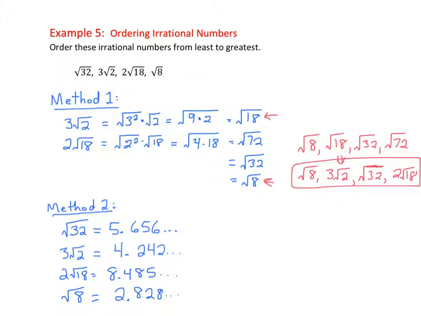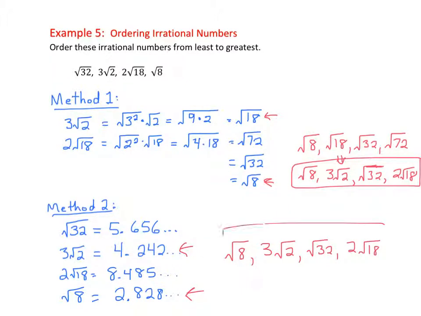So now the smallest number out of all these decimal numbers is 2.828, so the square root of 8 was our smallest radical. And then the next smallest was 4.242, so we have 3 times the square root of 2. Then 5.656, so the square root of 32. And lastly, 8.48 was actually the biggest, so it goes at the end, 2 root 18. And that's our order from least to greatest, which is the same as above from method 1.